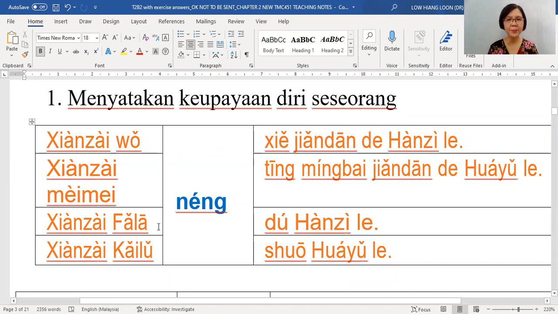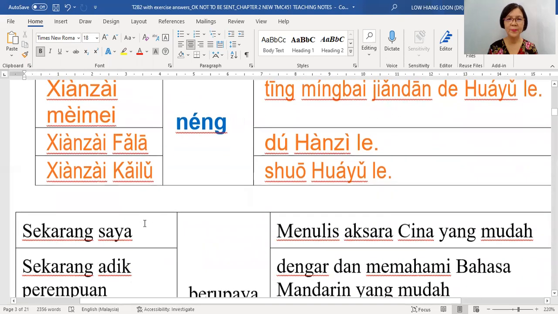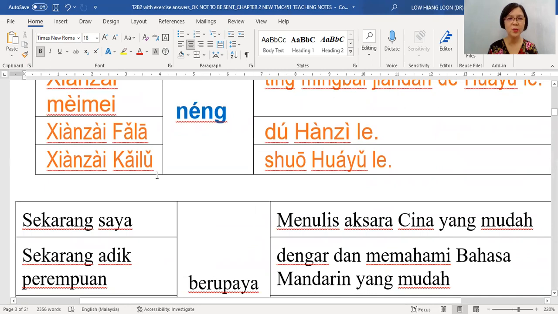CS, what number? CS 7. Sekarang Farah sudah berupaya membaca aksara Cina. Yes. 很好, 恭喜你. How last one, law? Law 32. Yes, student, 32. Missing. Okay, another number.